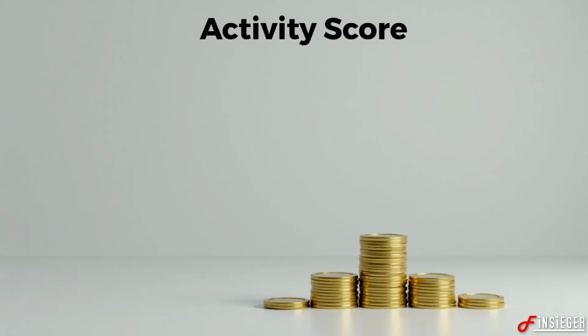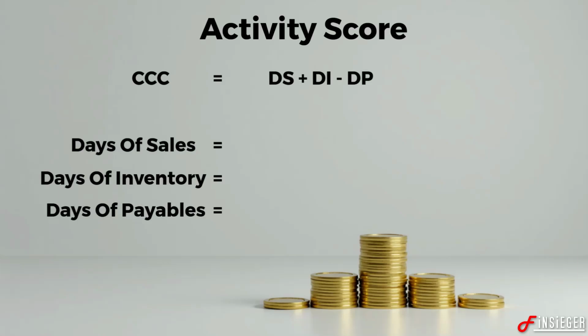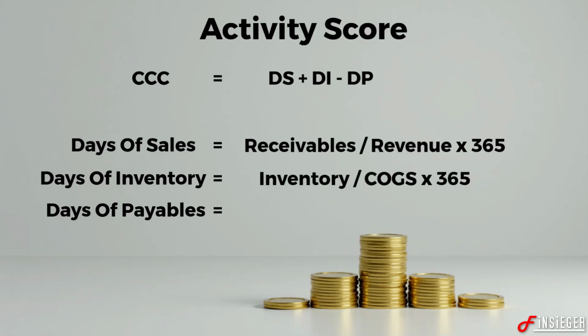Cash conversion cycle is days of sales plus days of inventory minus days of payables. Days of sales is the time required by customers to pay. Days of inventory is the time taken by products sitting in inventory. And days of payables is the time taken by the company to pay its suppliers. Days of sales is receivables by revenue multiplied by 365. Days of inventory is inventory divided by cost of goods sold multiplied by 365. And days of payables is payables by purchases multiplied by 365.